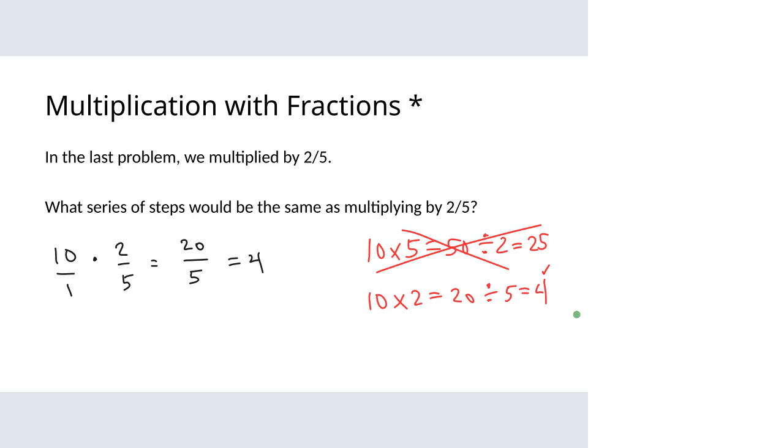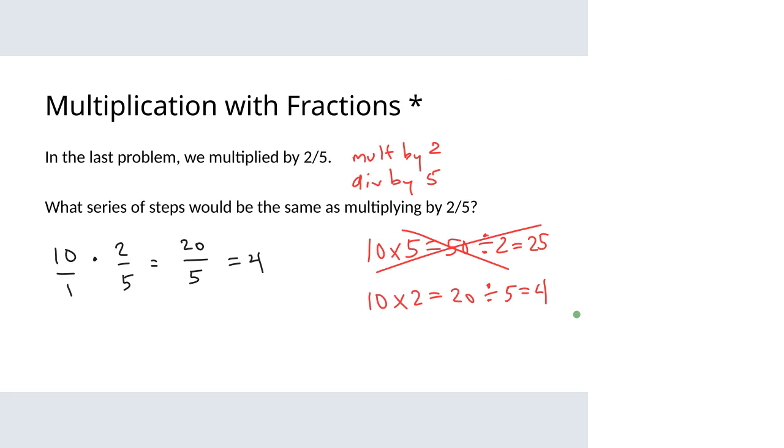And if you look at what we did over here, the first thing we did was multiply by 2, and then after that, we divided by 5. So the answer that most people chose was the correct one. That's good news. Multiplying by 2/5 is really, in effect, multiply by 2 and then divide by 5. Those are the steps involved in multiplying by 2/5.